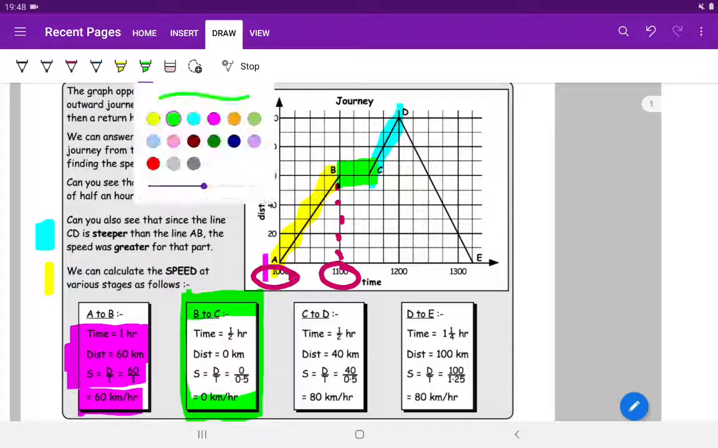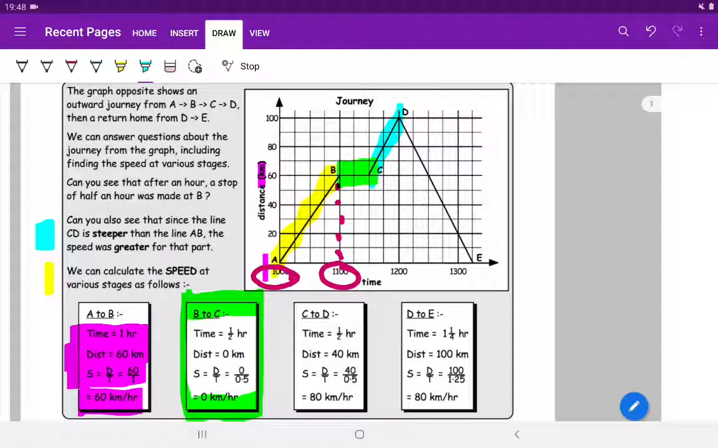C to D, okay, next is this part of the journey here. Now, the time is just half an hour. If we look at our times here, we're starting at 11:30, we finish at 12, so that's half an hour. Now we know from the work we've been doing, we're going to write that as 0.5 hours. The distance we've travelled from 60 all the way up to 100, so that's 40 kilometres. So our speed is 80 kilometres an hour, and there we go, we've proven that that speed is faster than the speed from A to B, okay?